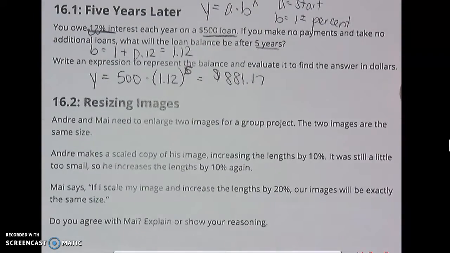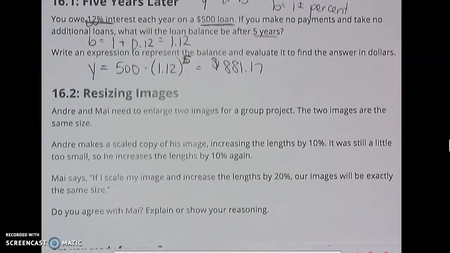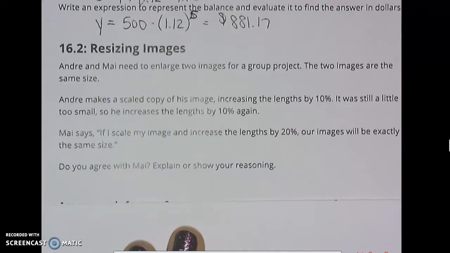All right, let's take a look at this. So, resizing images.